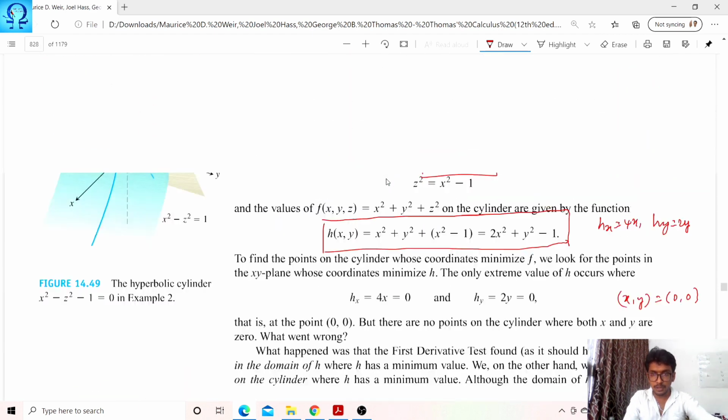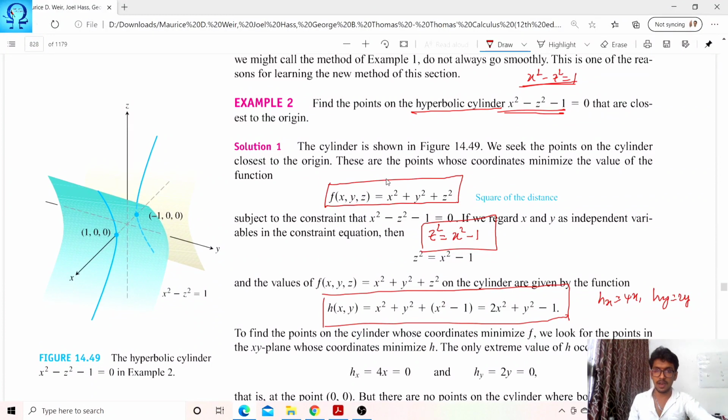We will have to convert the function f(x,y,z) as a function of y and z. We have converted it to a function of x and y. So what shall we do? From this one, we shall write x squared as z squared plus 1 and substitute in the given function, and you are going to get some other function that involves y and z.